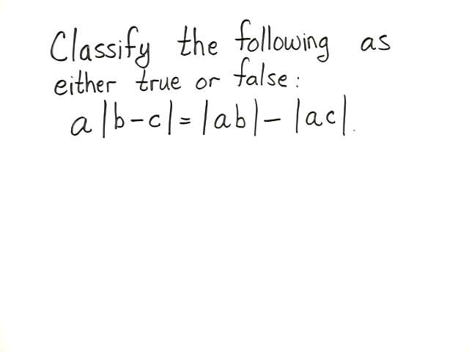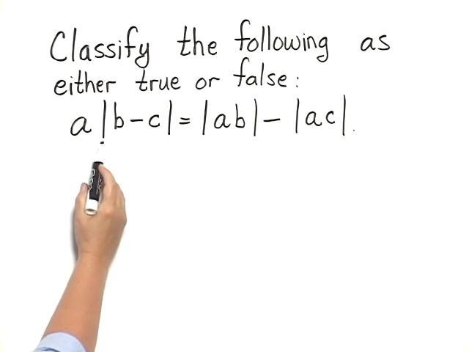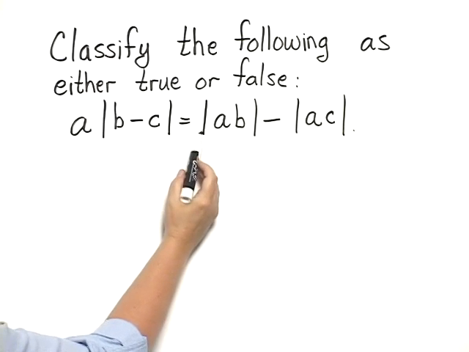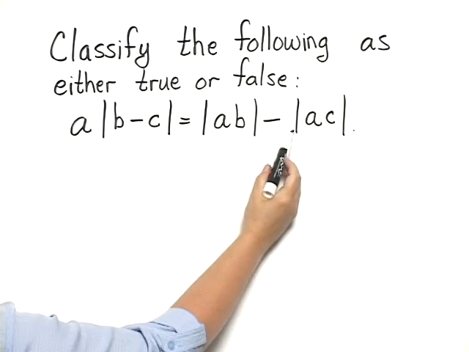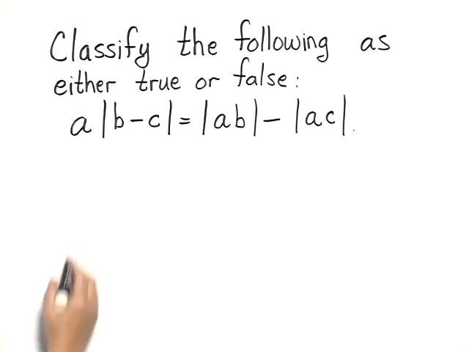Classify the following as either true or false. A times the absolute value of B minus C equals the absolute value of AB minus the absolute value of AC. This looks sort of like a distributive property with absolute value signs.